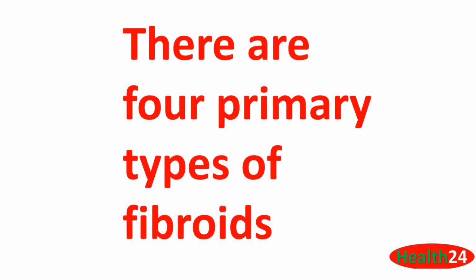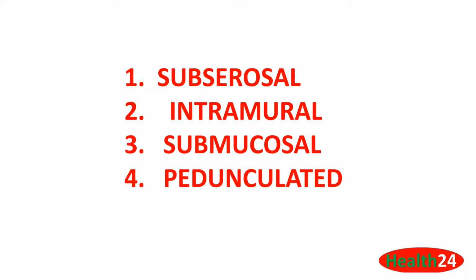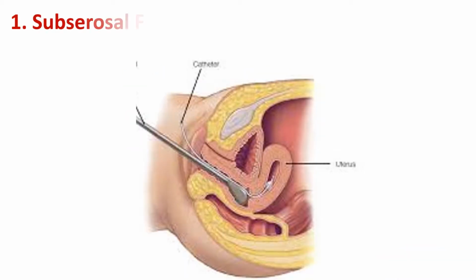There are 4 primary types of fibroids. 1. Subserosal. 2. Intramural. 3. Submucosal. 4. Pedunculated. 1. Subserosal fibroids.